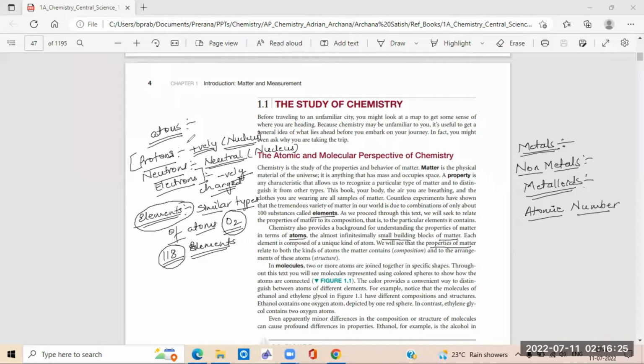Now, can you tell me, we have come across elements, we have come across atoms. Can you tell me what do you mean by molecules? Molecules are atoms put together, and it could be different atoms. Yes, exactly. So basically in a molecule, we have 2 or more atoms joined together in specific shapes. If you take a molecule of oxygen, you know that oxygen is never written as O, it is written as O2.